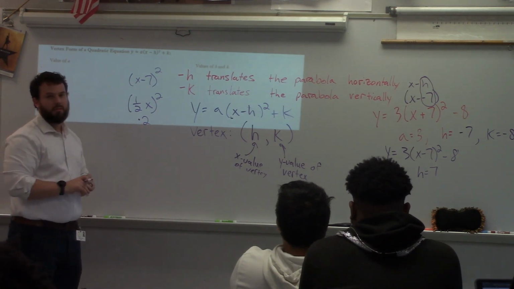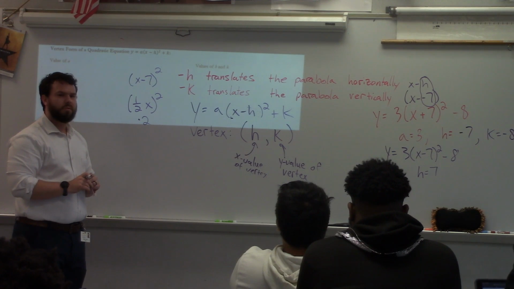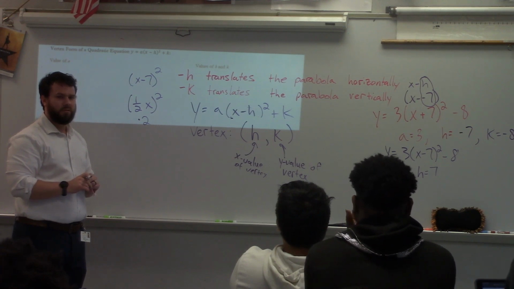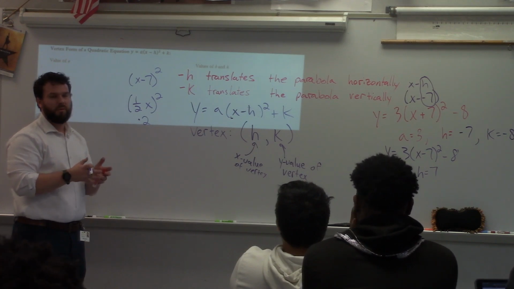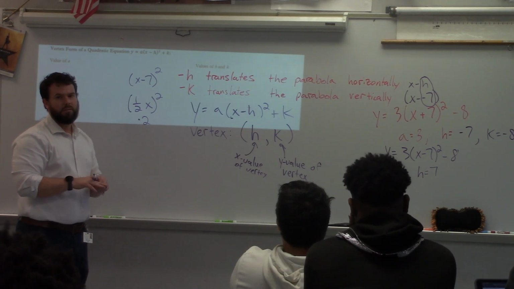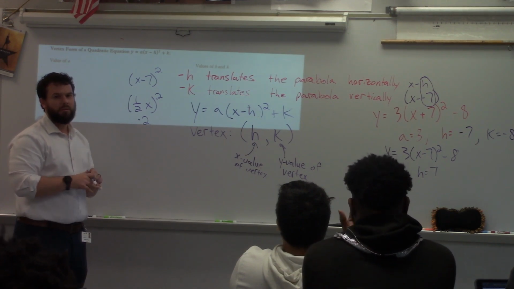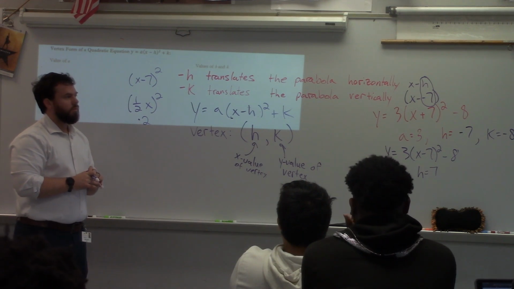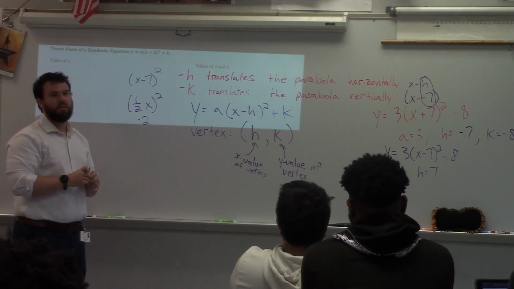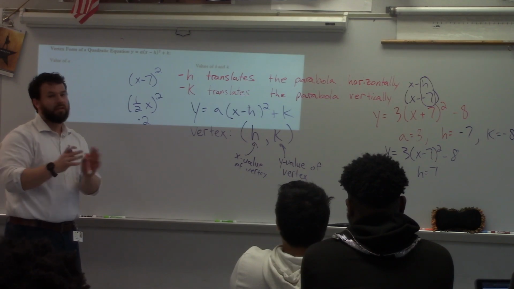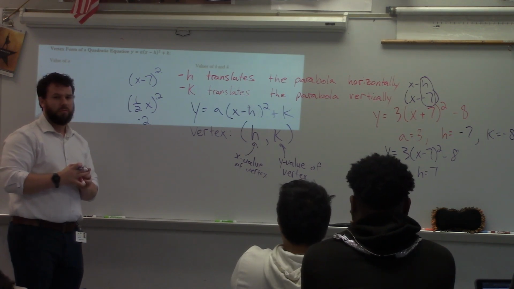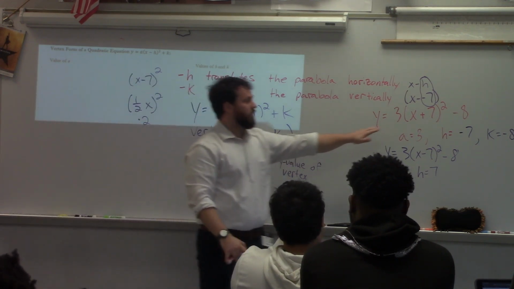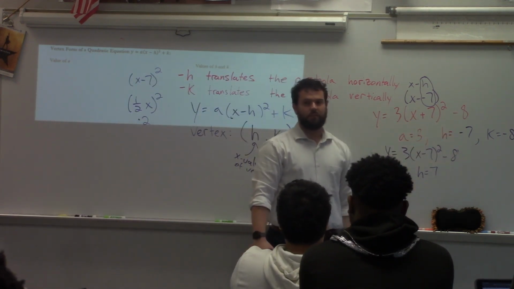Why wouldn't it just be inside the absolute bars? We don't have absolute values here. You're talking about absolute values, but we don't have an absolute value function. We have a quadratic. Absolute value always makes it positive. It's not always positive, it's the opposite. If it's positive 7, it's negative 7.